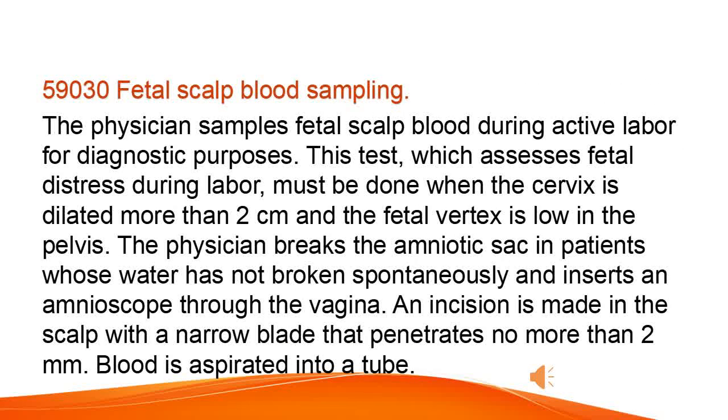Fetal scalp blood sampling. The physician samples fetal scalp blood during active labor for diagnostic purposes. This test, which assesses fetal distress during labor, must be done when the cervix is dilated more than 2 cm and the fetal vertex is low in the pelvis. The physician breaks the amniotic sac in patients whose water has not broken spontaneously and inserts an amnioscope through the vagina. An incision is made in the scalp with a narrow blade that penetrates no more than 2 mm. Blood is aspirated into a tube.